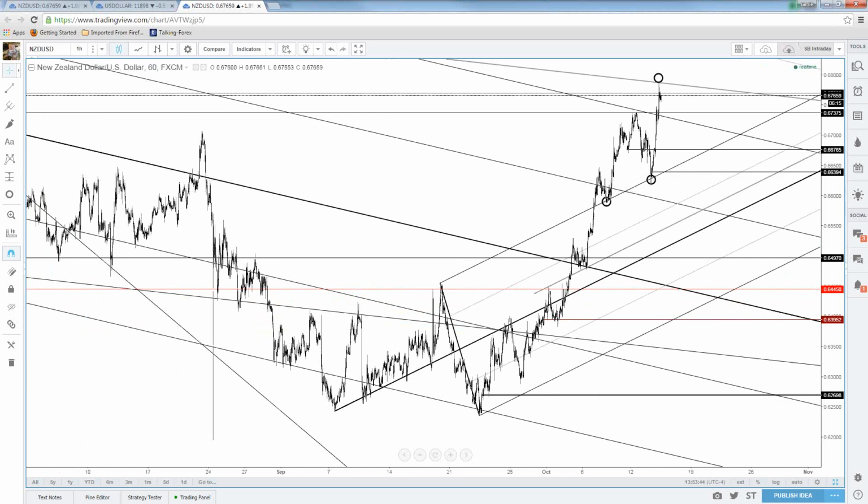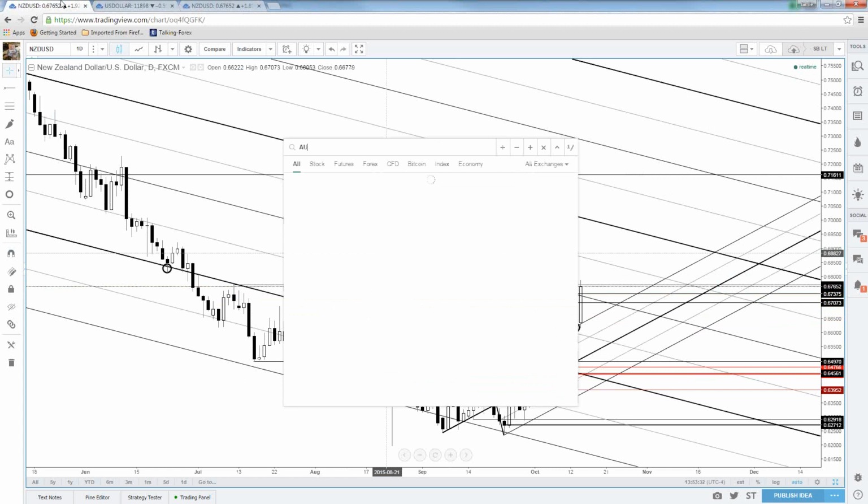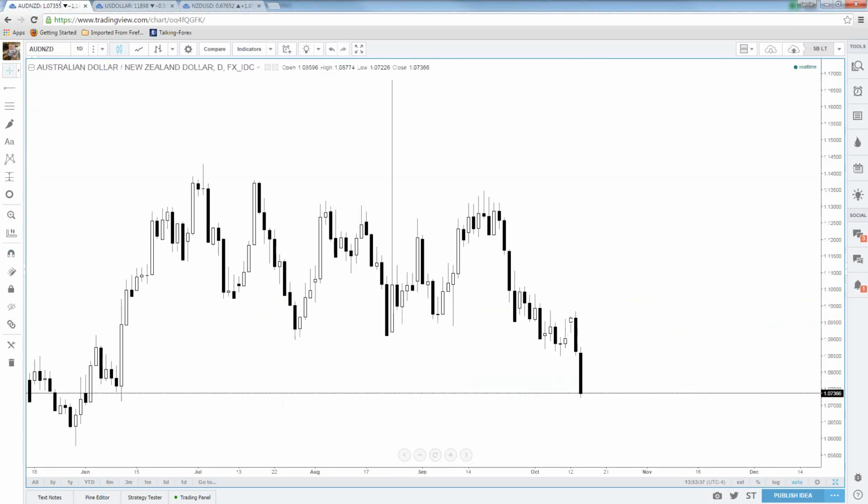So Ali here was asking about Aussie Kiwi, and that's interesting when we look at it through the lens of Kiwi dollar, which has really been the mover, right? That's the one that's really been influencing here. Kiwi dollar had one hell of a run, and Aussie Kiwi is actually coming into support itself.